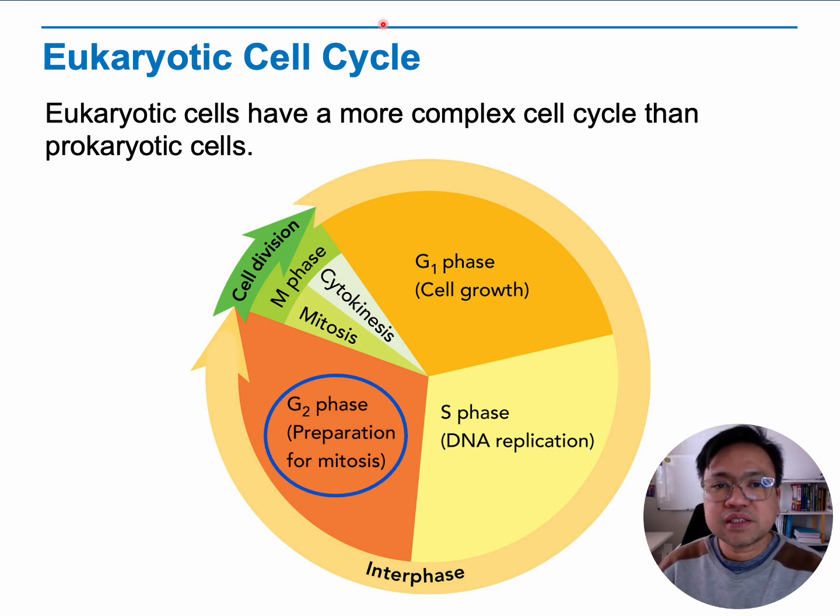Following interphase, the cell enters the M phase, or mitosis, where the nucleus divides. Mitosis is followed by cytokinesis, where the cytoplasm splits, forming two new cells.